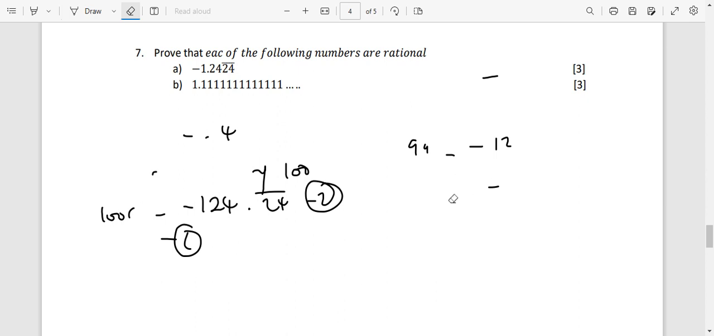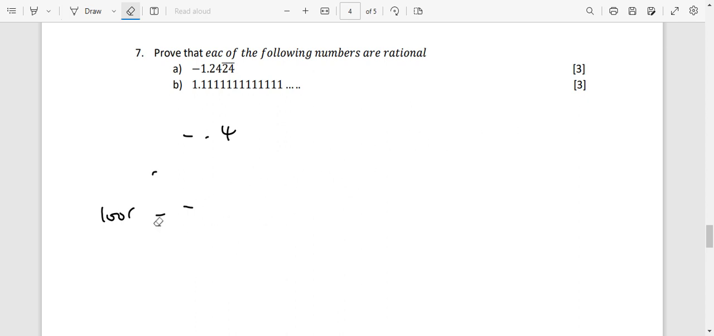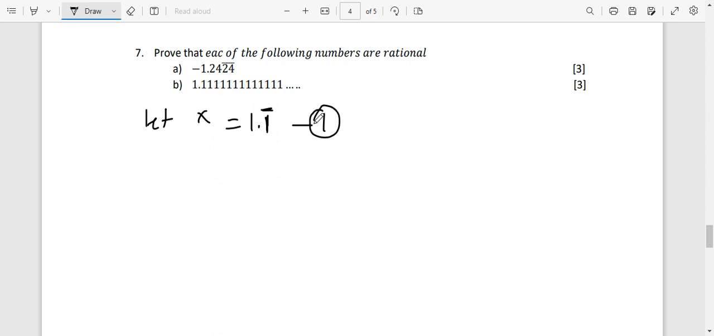Question B, is that 11.11 or 1.1? 1.111111. So also question B will say let x be equal to 1.1 with a dash on top, since 1 is repeating, right? Very direct.